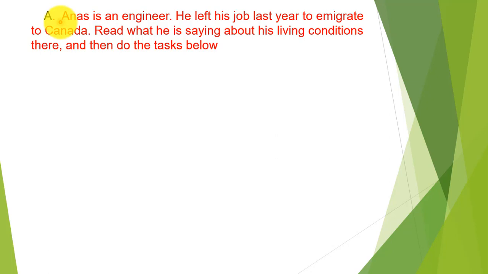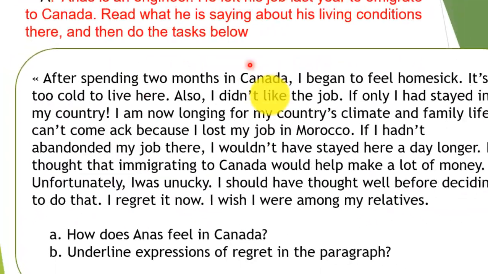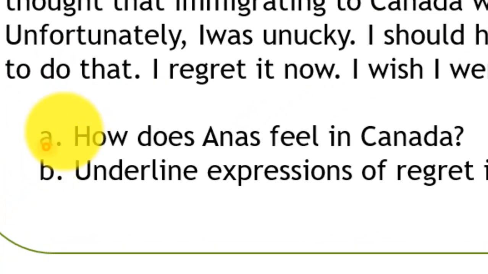Anas is an engineer. He left his job last year to immigrate to Canada. Read what he is saying about his living conditions there and then do the tasks below. So what you have to do is read this text here and try to answer these two questions. A, how does Anas feel in Canada? B, underline expressions of regret in the paragraph.